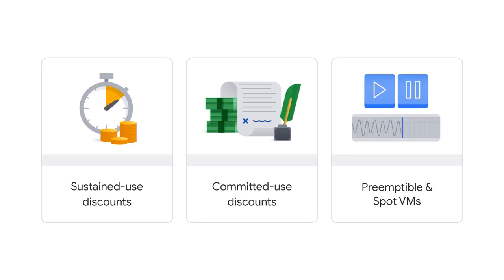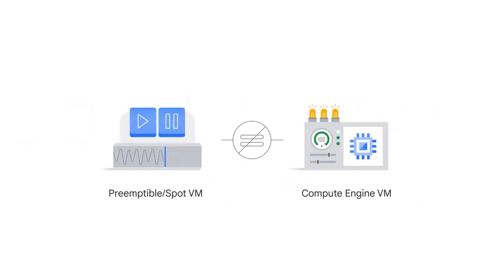Let's say you have a workload that doesn't require a human to sit and wait for it to finish, such as a batch job analyzing a large dataset. You can save money, in some cases up to 90%, by choosing preemptible or spot VMs to run the job.